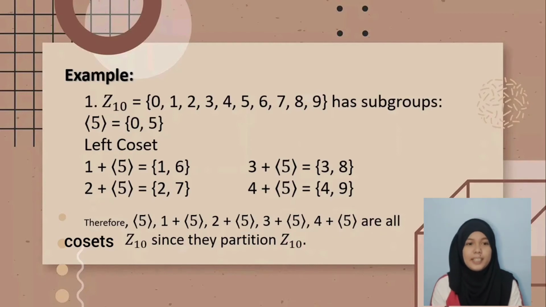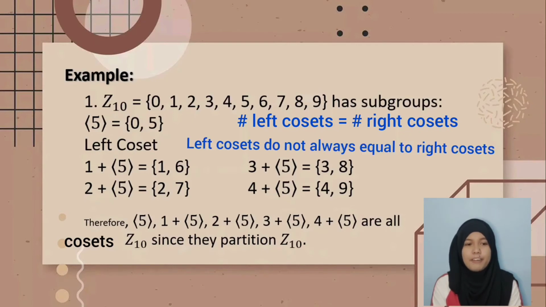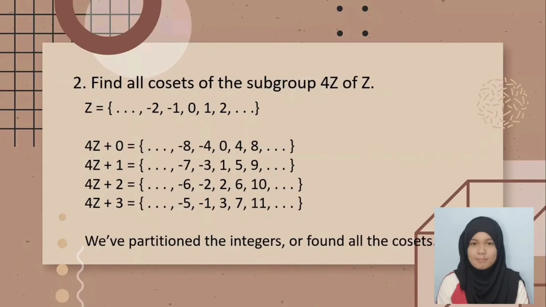Take note that the number of all left cosets is always equal to the number of right cosets. However, left cosets do not always equal right cosets. We must keep it in mind.